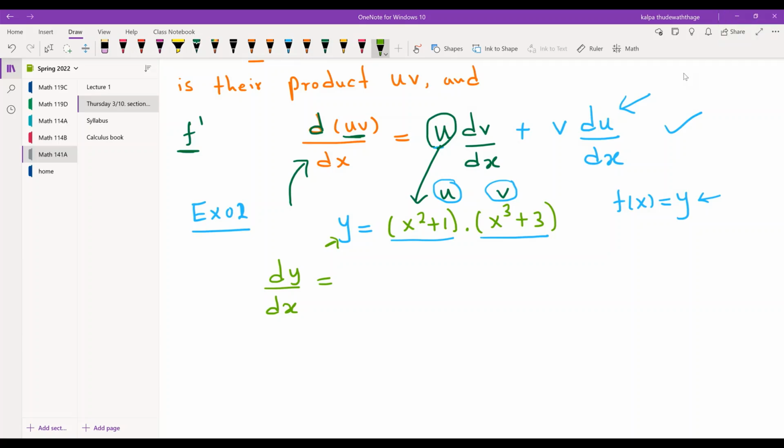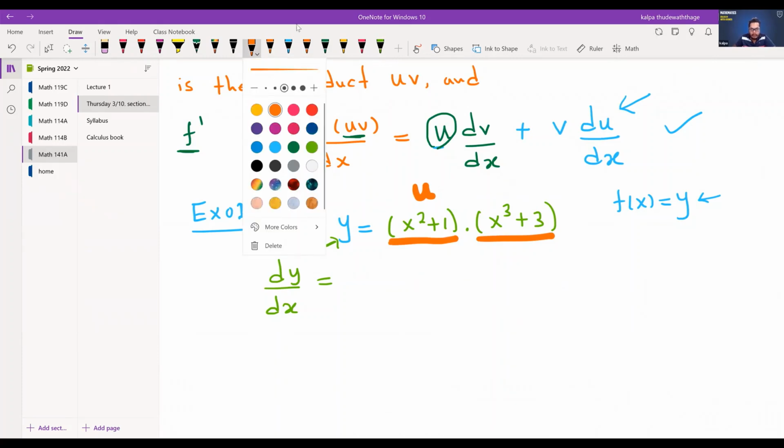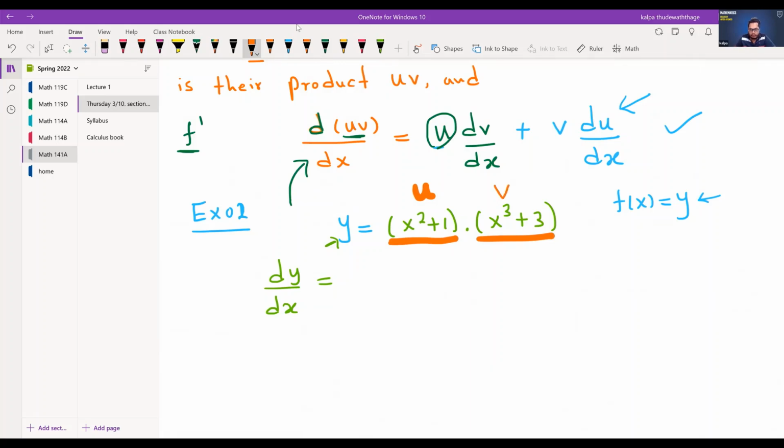I'm a bit confused, but would it be 3x squared? Remember here, let me explain again, okay? I have a product of two parts, agree? I have one part here and another part here. My first part I label as u. My second part I label as v. That's my u and v, so here you can see u and v. The product is exactly my u and v here.